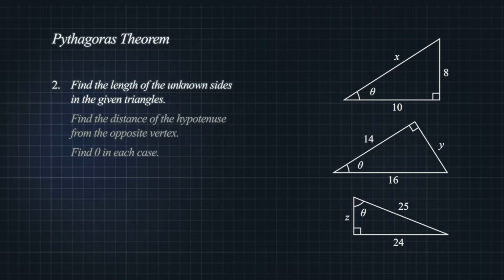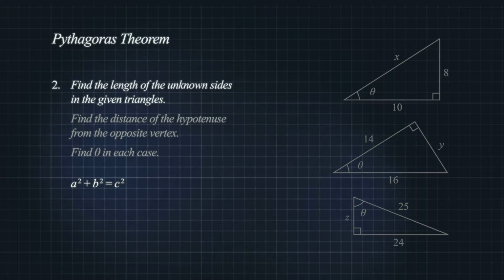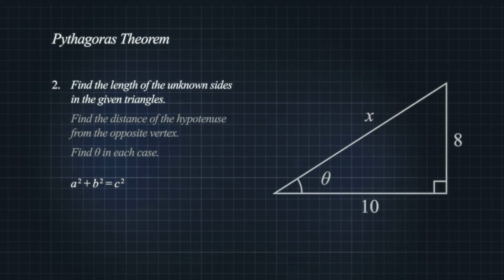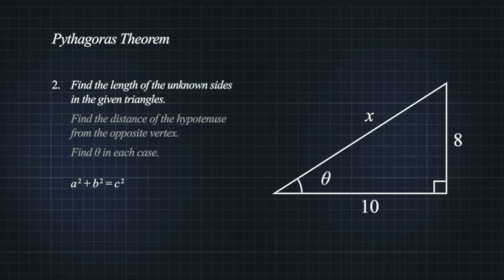First, we can use Pythagoras Theorem to find the length of the unknown sides. Remember, a squared plus b squared equals c squared, and c is the hypotenuse. In the first triangle, the unknown side x is the hypotenuse because it is directly opposite the right angle, which is indicated by the square shape. Also, side x is the longest of the sides, as we will soon see.